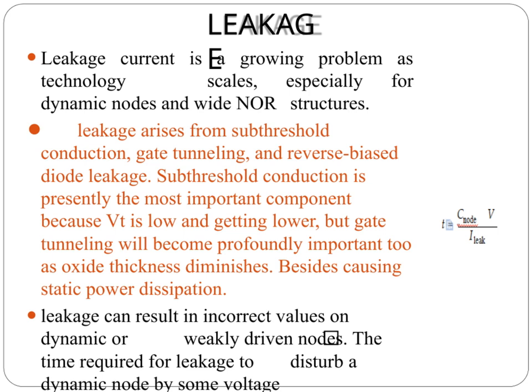Besides causing static power dissipation, leakage can also lead to incorrect values on dynamic or weakly driven nodes. Essentially, the leakage current can disturb the voltage on these nodes over time, which raises concerns for reliable circuit operation.